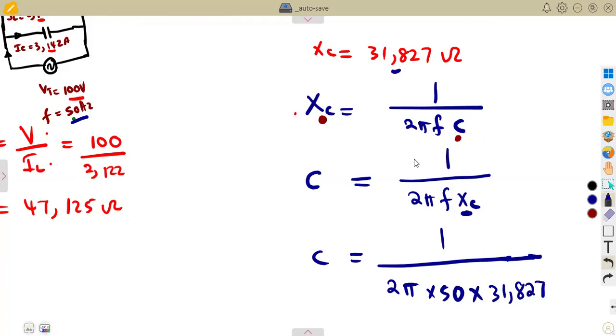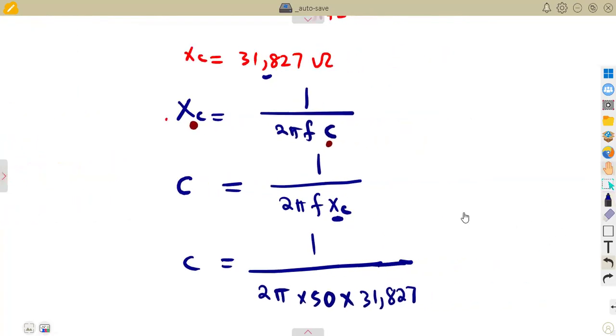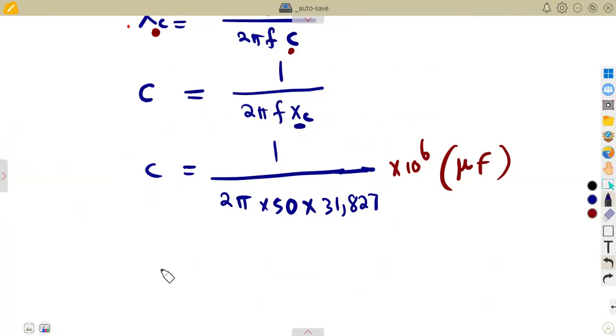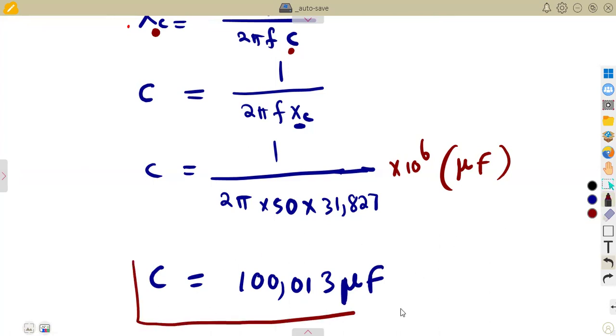31,827. Since you are told to write this in microfarads, we are going to multiply by 10 to the exponent of 6. This automatically converts our answer to microfarads, meaning whatever you have on your calculator is in microfarads. Whatever you obtain will be automatically in microfarads. So this is going to be 100,013 microfarad, or just 100 microfarad.